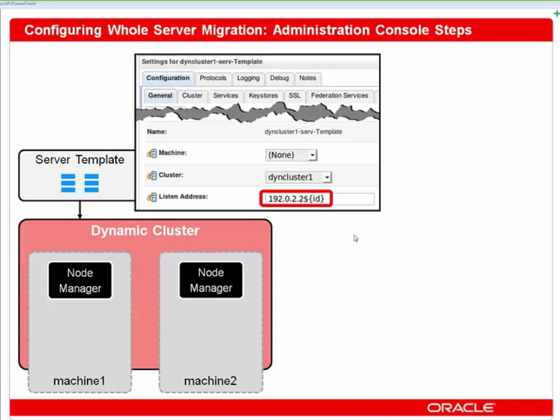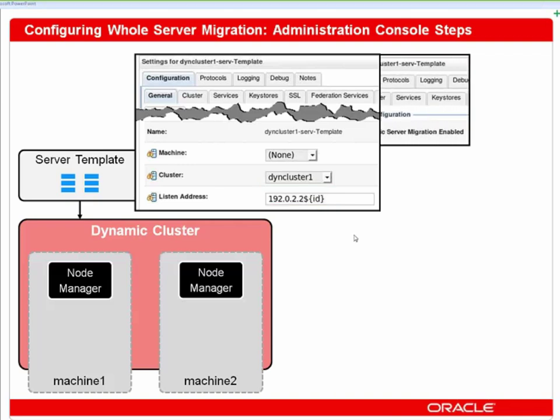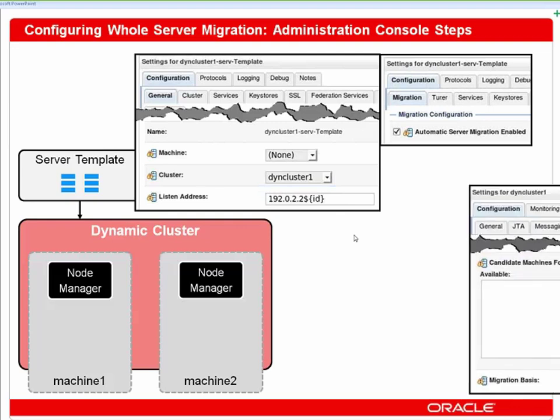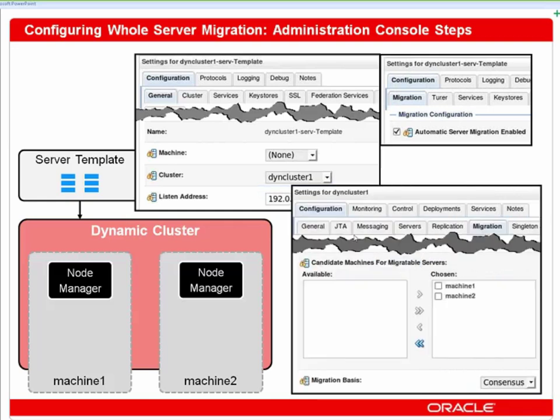And then you go into your server templates migration tab and you enable automatic server migration. And that's pretty much it for the server template side. Now we get to the dynamic cluster configuration. And you go to the Integration tab, and you select which machines are candidates for migrating. So here I've selected both machines as migratable servers.